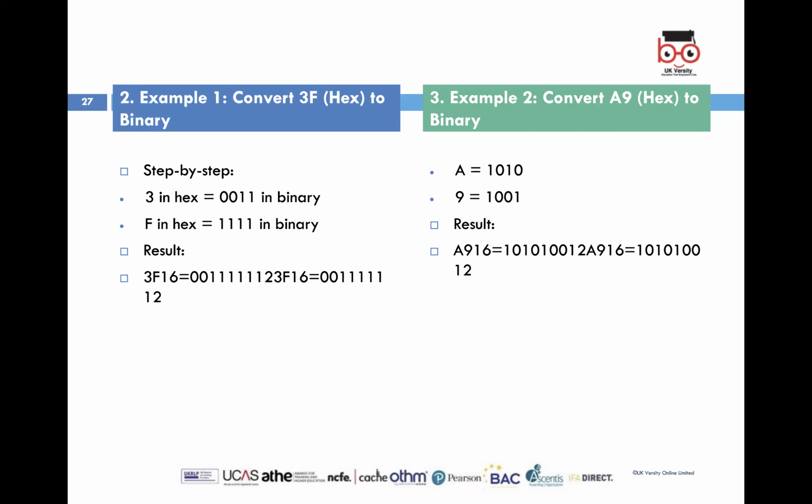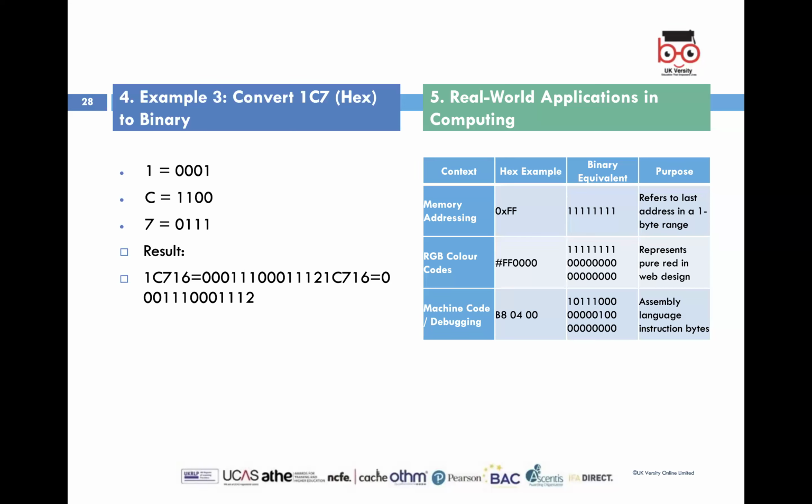Converting A9 to binary, A is 1010 and 9 is 1001. So A9 base 16 will be 1010 1001 base 2. Converting 1C7, 1 is 0001, C is 1100, and 7 is 0111. So 1C7 base 16 will be 0001 1100 0111.